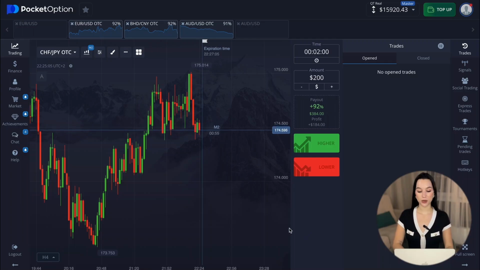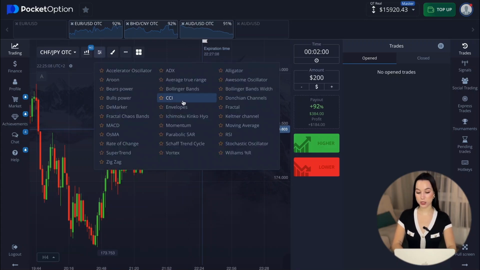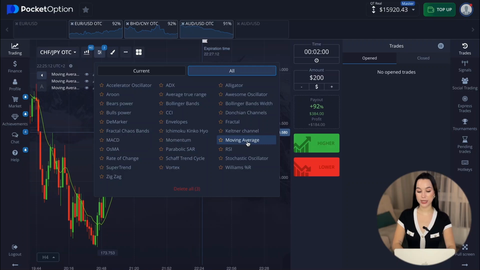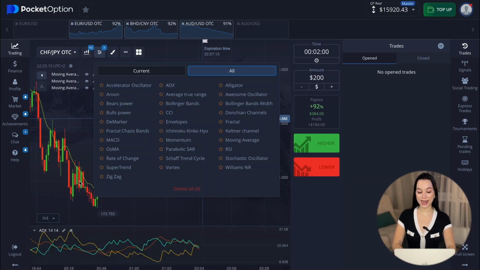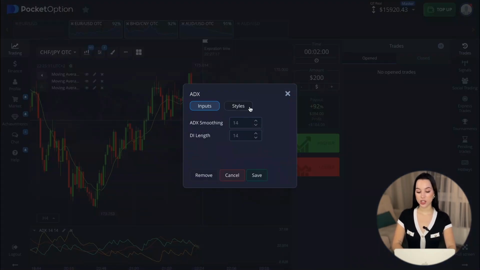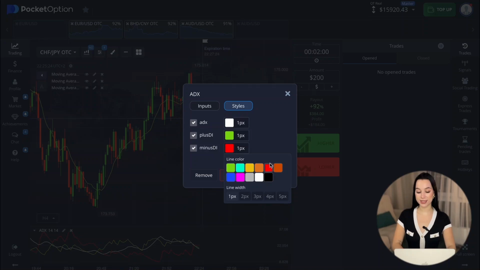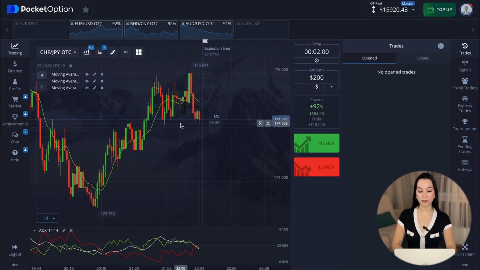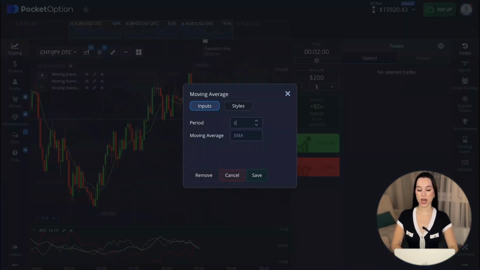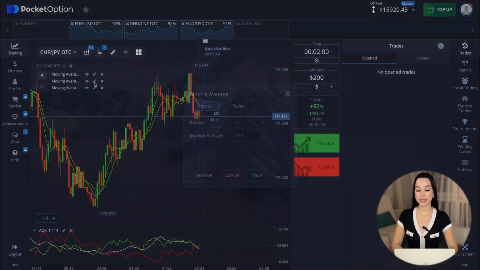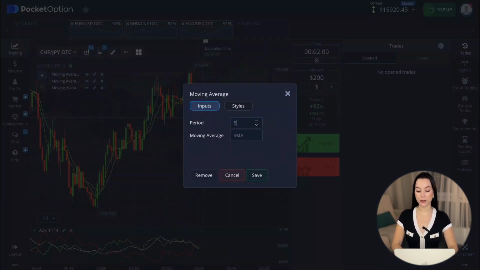So here is our Pocket Option account, and first of all we need to choose our indicators. I choose 3 moving average indicators and also ADX. So let's change the colors of our ADX indicator. For the ADX line, which is white, for the plus D it's green, and for minus D it's red, and we click save. So for the first moving average, I change the period to 6 and the main line is green like here. For the second moving average, we change our period to 50 and the style is red.